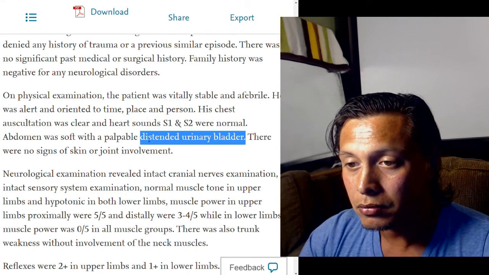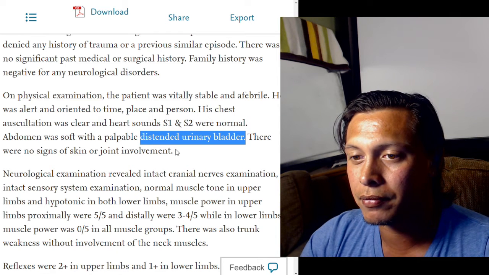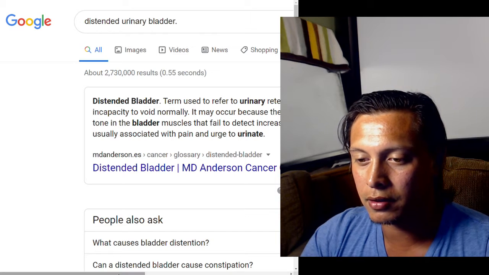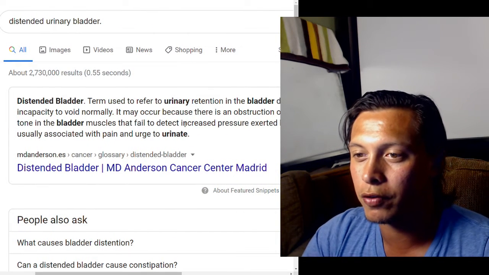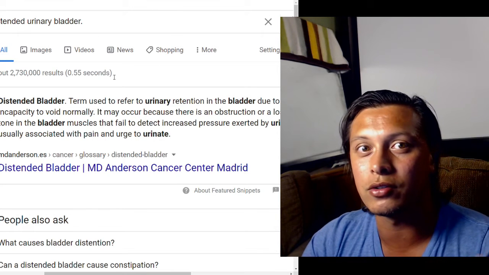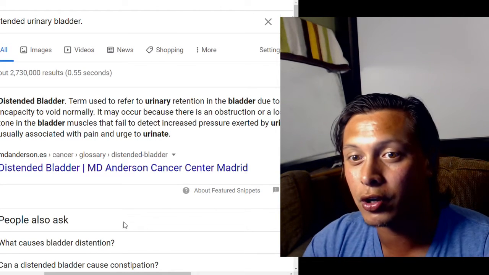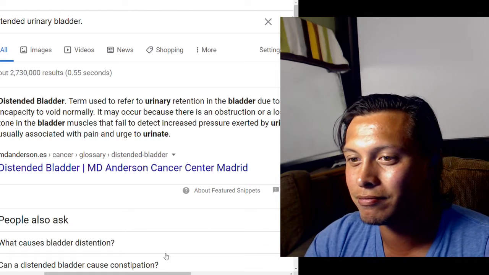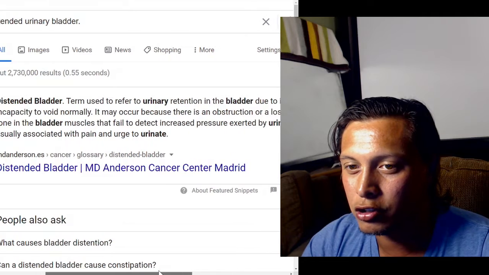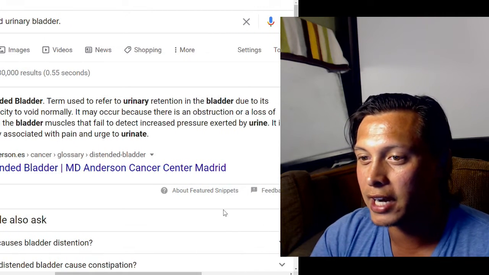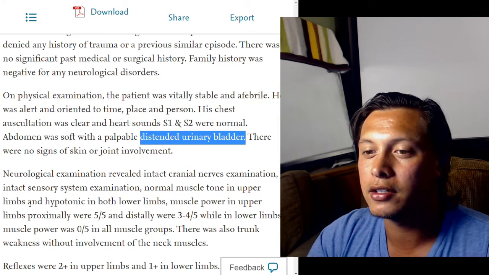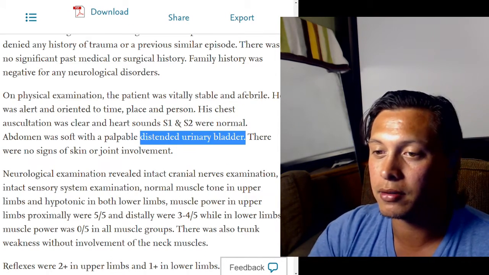So distended urinary bladder, I believe, is when it's too large. So referred to urinary retention. So you basically can't pee. So there's urine that's building up. Urinary, yeah, it's just retention of urine, right? And usually due to muscles that fail to detect an increased pressure to excrete the urine. So, yeah, usually associated with the need to urinate.